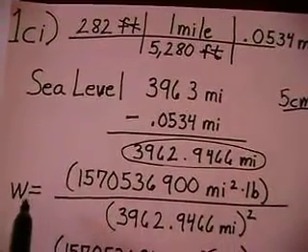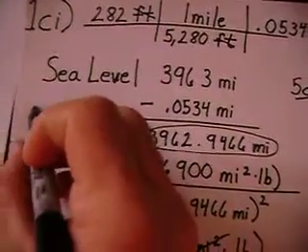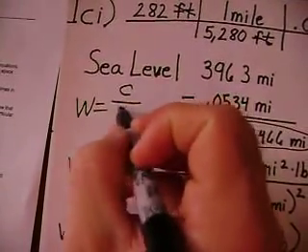From there we just plug it back into our equation. W is equal to C over R squared.